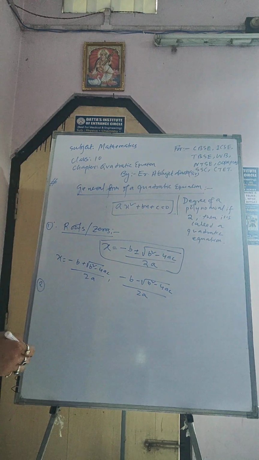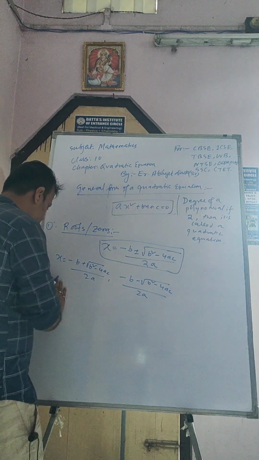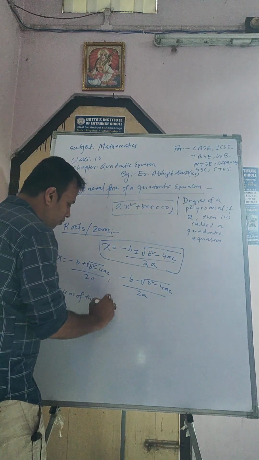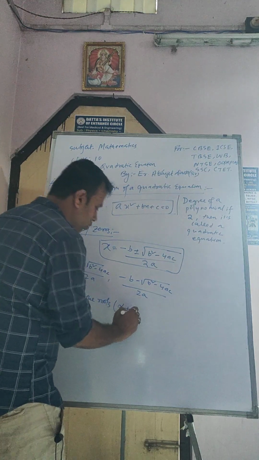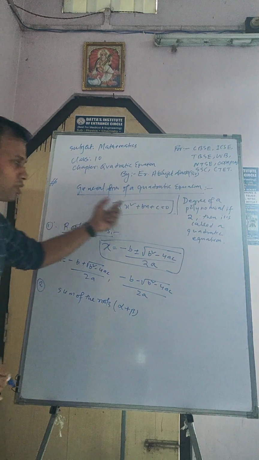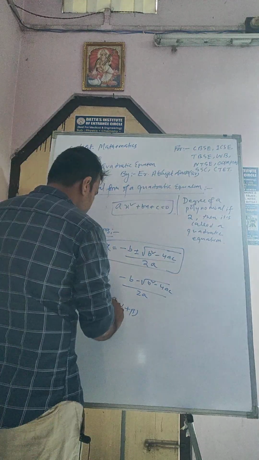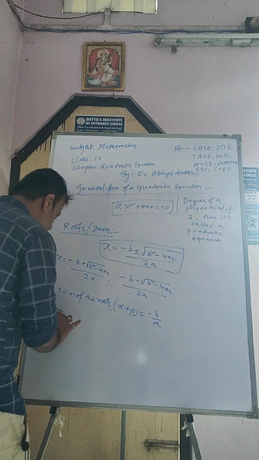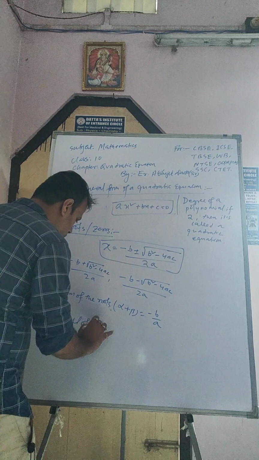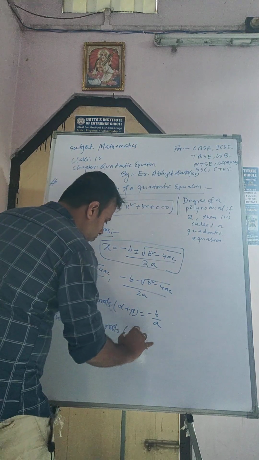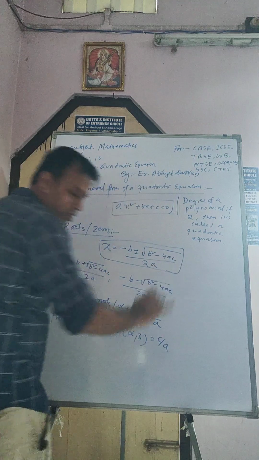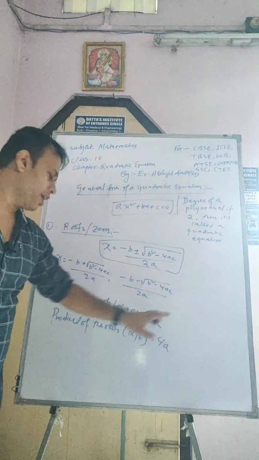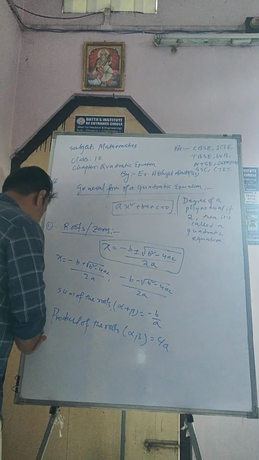Number 2 is the sum of the roots. How can I find it? If alpha and beta are the roots of the quadratic equation ax square plus bx plus c, then the sum of the roots is alpha plus beta equal to minus b by a, and the product of the roots is alpha into beta equal to c by a. Okay, got my point? Fine. So the sum of the roots alpha plus beta is minus b by a, and the product of the roots is c by a.